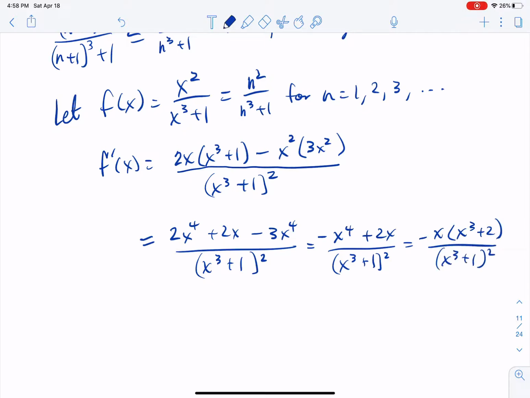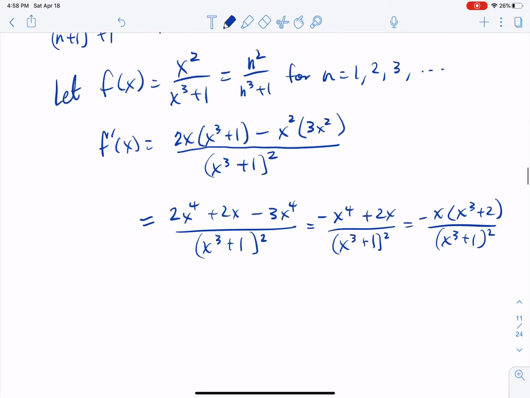All right, so this is going to be kind of like the first derivative test, except just testing for the increasing and decreasing part of this. We have critical numbers: top and bottom equal to 0.